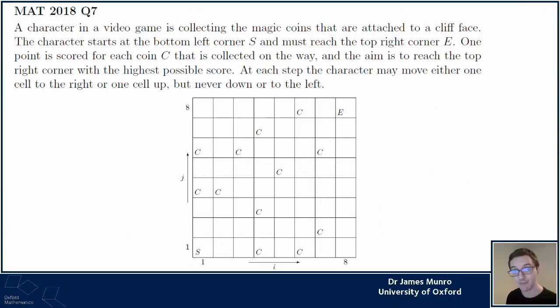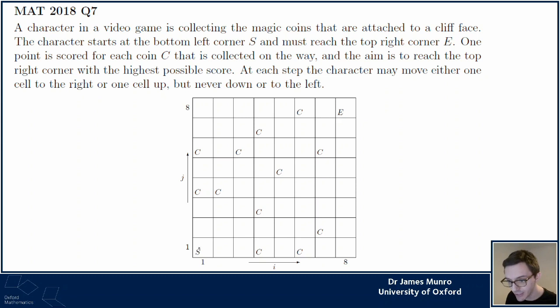Okay, question 7. We're given a character in a video game. They're trying to collect magic coins by working their way up this cliff face. They start at the bottom corner, S for start, and they end at the top right corner, E for end. They get points for collecting coins along the way, but there's a condition. They can't go left or down, so they have to go up or right at each step.